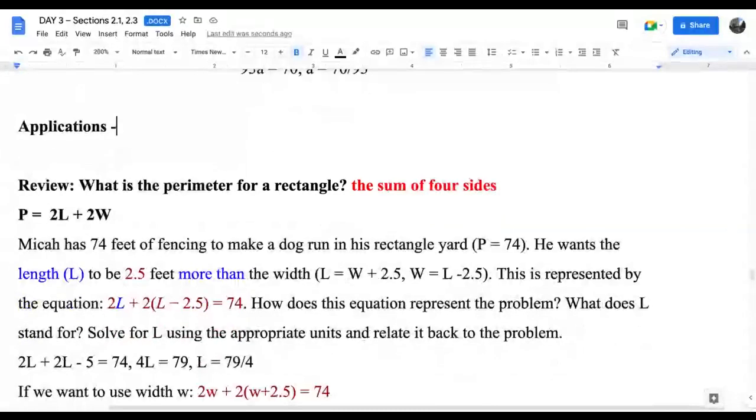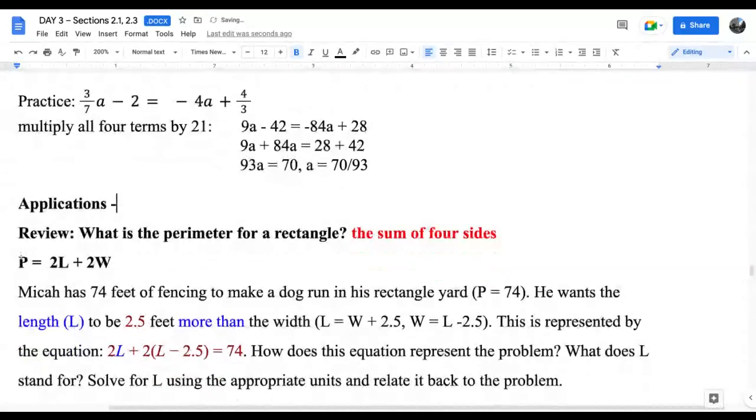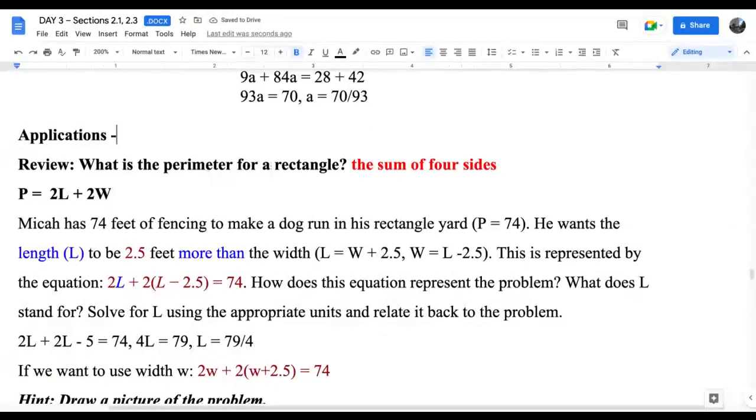Let's see this application. We use linear function applications. When we talk about the triangle, we can talk about the perimeter of the triangle, which means we add 4 sides, right? Sum of 4 sides. We also can talk about the area of the rectangle, which is the width multiplied by the length. So in this case, the perimeter equals 2 of the length plus 2 of the width, right? Because we have 2 sides of length or 2 sides of width. So that's perimeter of a rectangle.